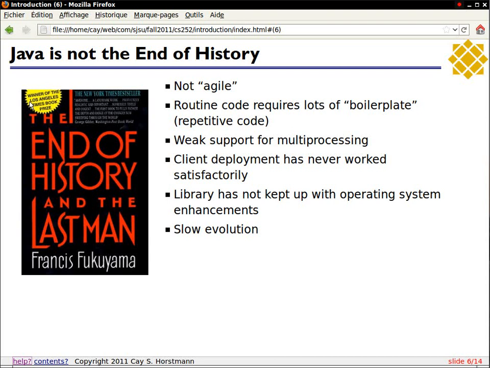And then operating systems have been enhanced, and the library is kind of falling behind. And part of that was, of course, the history that Java was then maintained by Sun Microsystems, and Sun ran out of steam. And then it took Oracle for a long time to pick it up, and who knows what's happening now. But now there's a very conservative evolution of Java.